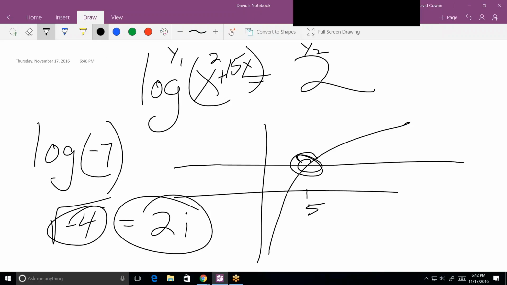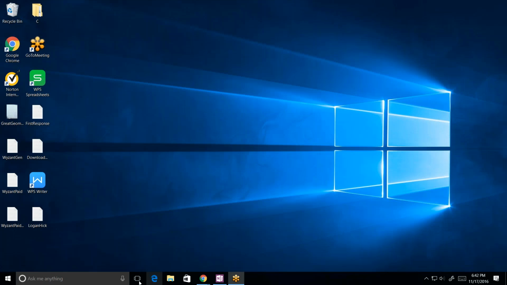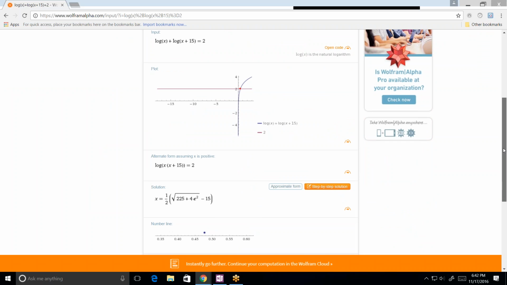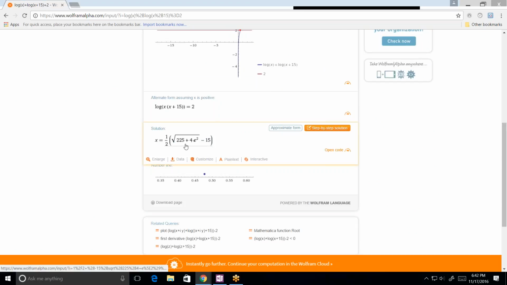And that may have been what was going on with Wolfram Alpha, because Wolfram Alpha gives you the real and the imaginary solutions. Still don't know why. And look at this solution they came up with. Square root of 225 plus 4e squared. Huh. Well, notice what that is. The quadratic formula. I was thinking it's 15 plus 2e, but it isn't. That's not what the square root of that is. It's just a very interesting solution they came up with. Completely different. It's equal to 0.477409. Which is what the graph shows.